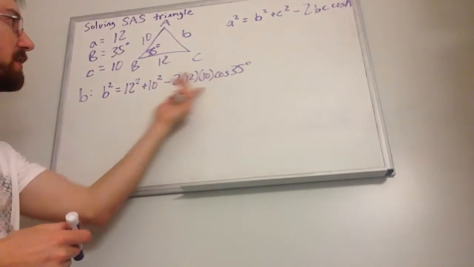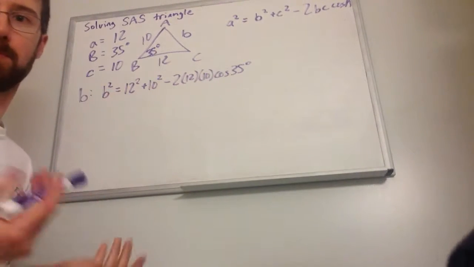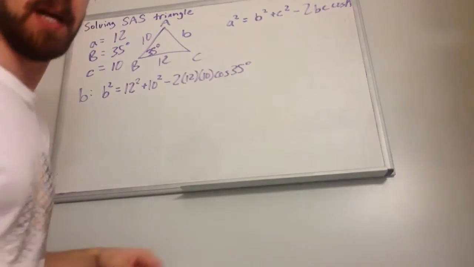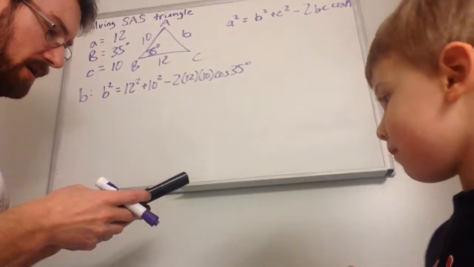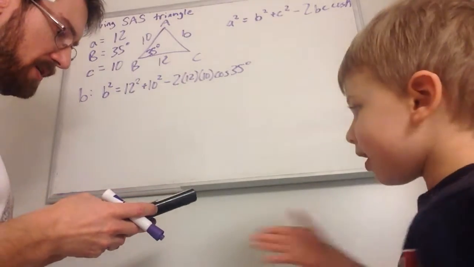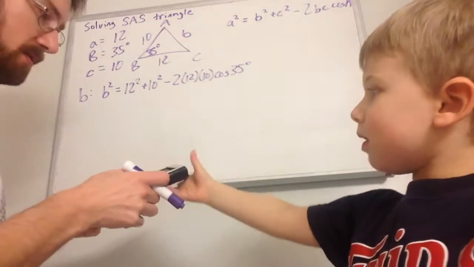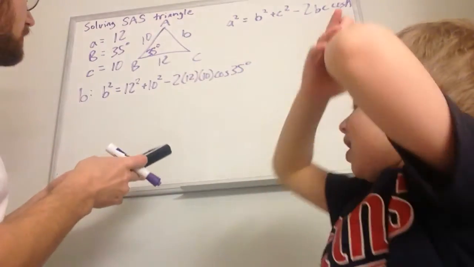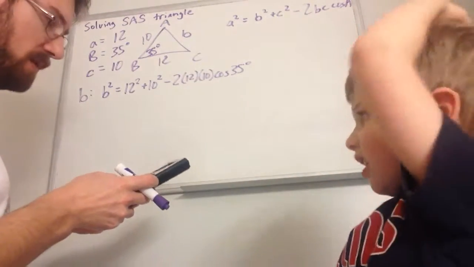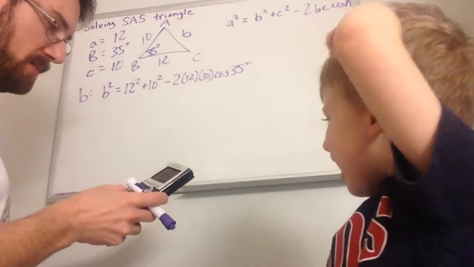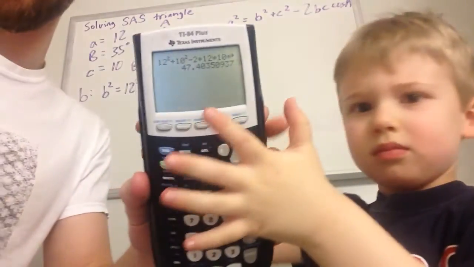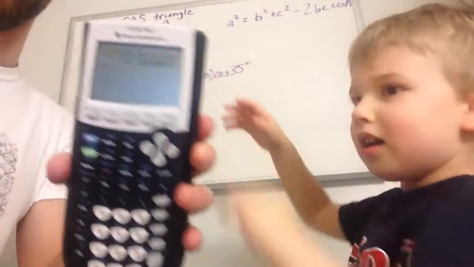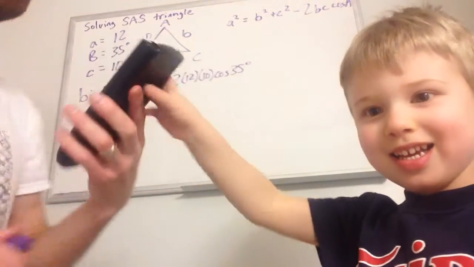Now I can plug all of this into my calculator, take the square root, and I've got my side B. So let's take a look. 12 squared plus 10 squared, minus 2 times 12 times 10 times cosine of 35. And that gives me this, 47.4 approximately.